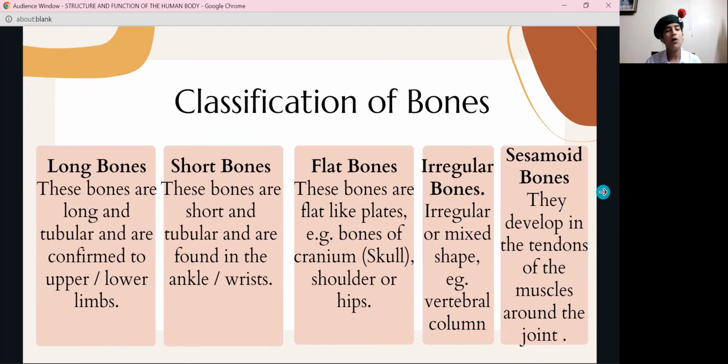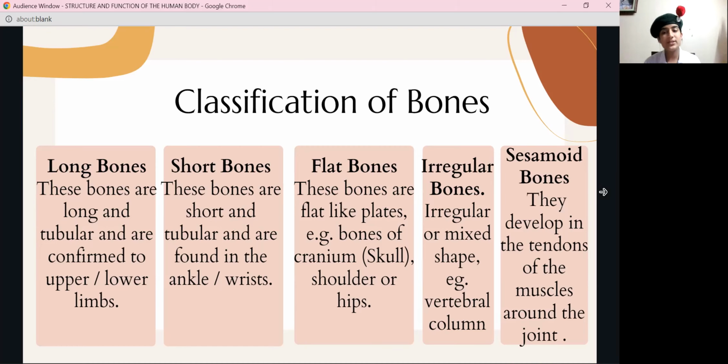Next, the classification of bones. Number 1 is long bones. These bones are long and tubular and are found in the upper and lower limbs. Second are the short bones. These bones are short and tubular and are found in the ankle and wrists. Clear? Third are the flat bones. These bones are flat like plates. For example, the bones of the cranium, which is the skull, the shoulder, or the hips.